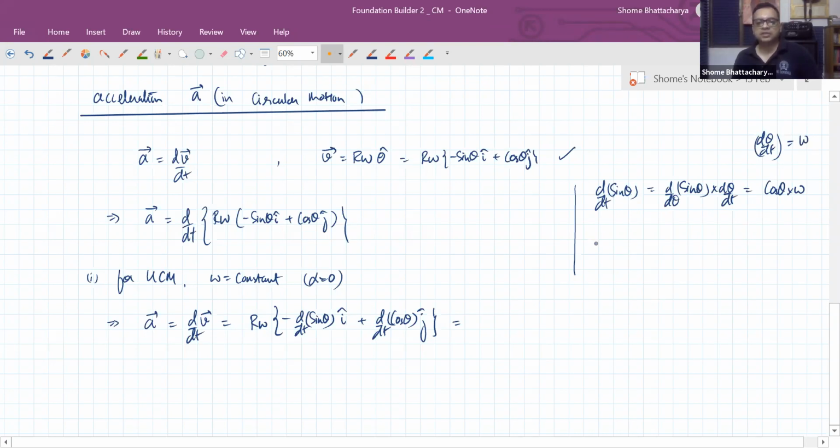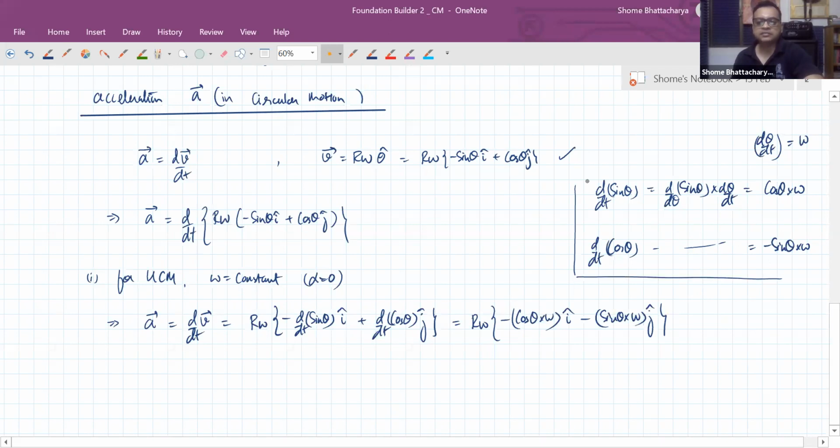Similarly, the differentiation of cos theta with respect to time will become minus sine theta into omega. So this becomes r omega into minus cos theta into omega i cap, and then minus sine theta into omega j cap. Same steps as in the derivation of velocity, the chain rule of differentiation. Next, we take the minus omega common outside, and we get minus r omega square into cos theta i cap plus sine theta j cap, which is nothing but the radial unit vector.